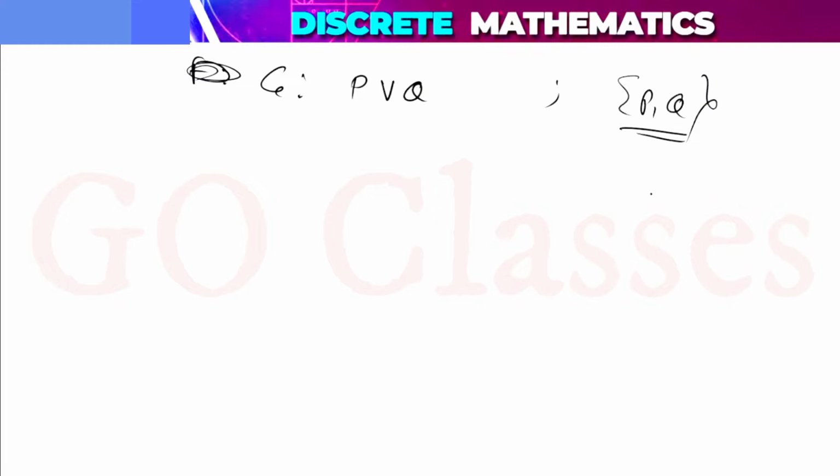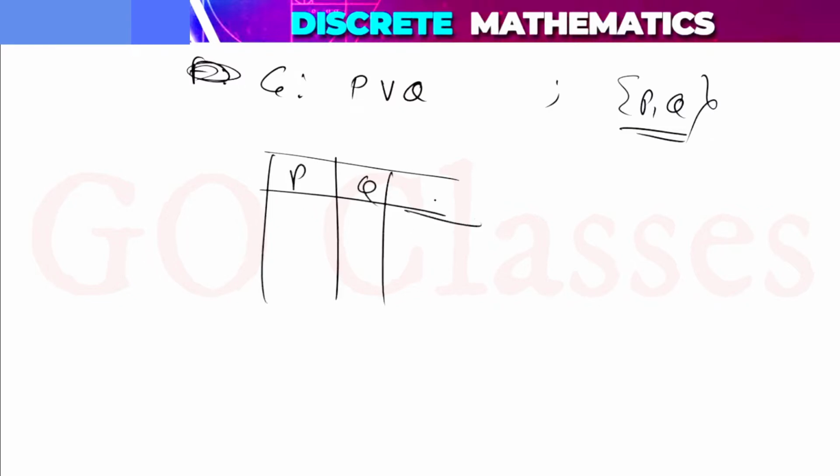Let's see the definition of model from the propositional logic point of view. Let's assume that your formula is g, and the formula is p or q. These p, q are your propositional variables, and this is your disjunction. Now if you see this formula and make the truth table, very easily you can make the truth table of p or q, p disjunction q.